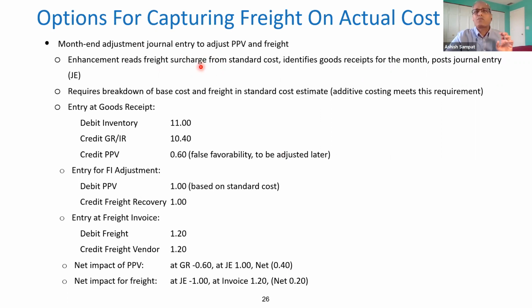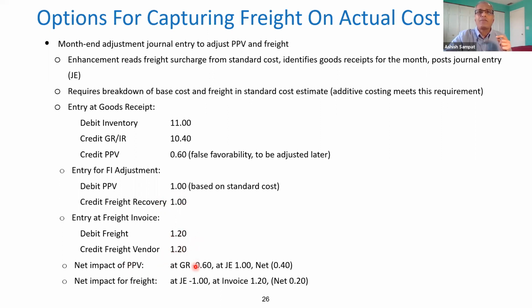Let's say you don't want to get into the complexity of creating a user exit on the purchasing side, or don't want to disturb the PO process. So what you do is at month-end you adjust or reclass the purchase price variance. How is it done? First of all, at the time of GR, it will create that 60 cents false favorability, as we highlighted in the previous slide. Now at month end, read how much quantity was received, and for that given quantity, what is the freight component, and that's where you will get the $1. And then here you credit the freight recovery, and when the freight invoice comes in, you have a $1.20.